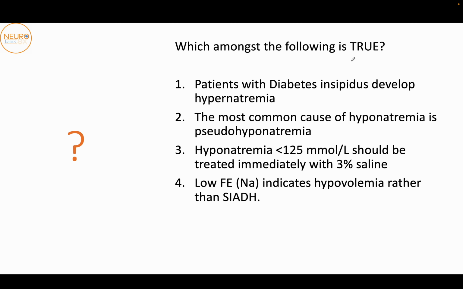Which amongst the following is true? Patients with diabetes insipidus develop hypernatremia. The most common cause of hyponatremia is pseudohyponatremia. Hyponatremia less than 125 millimole per liter should be treated immediately with 3% saline. And a low fractional excretion of sodium indicates hypovolemia rather than SIADH.